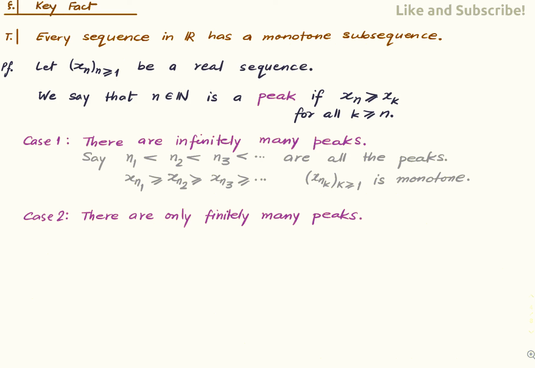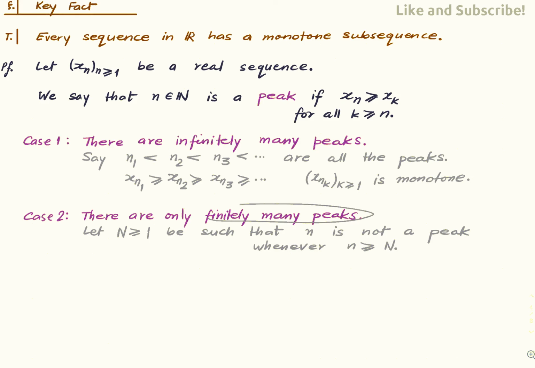Since there are only finitely many peaks, there is some natural number, capital N, such that n is not a peak whenever little n is at least capital N. Since there are only finitely many peaks, after a certain point, there will be no more peaks. Let's say that point is capital N. So whenever the time is capital N or more, n is not a peak.